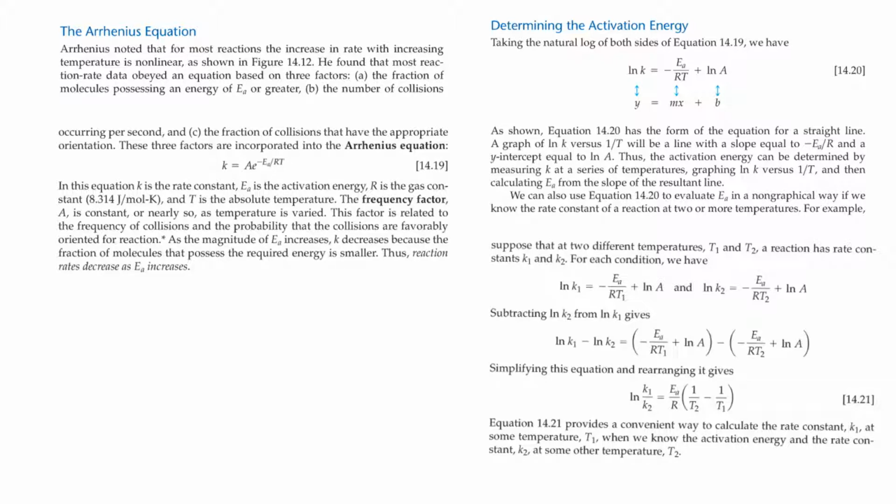Subtracting one equation from the other, simplifying, and rearranging gives us the natural log of the first rate constant over the second rate constant equals the activation energy over the gas constant times the quantity of 1 over T2 minus 1 over T1. Equation 14.21 provides a convenient way to calculate the rate constant at some temperature T1 when we know the activation energy and the rate constant k2 at some other temperature T2.